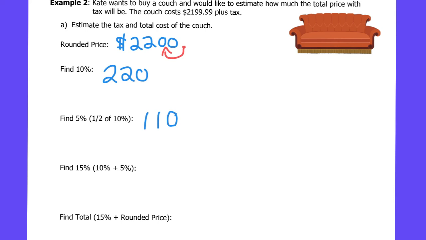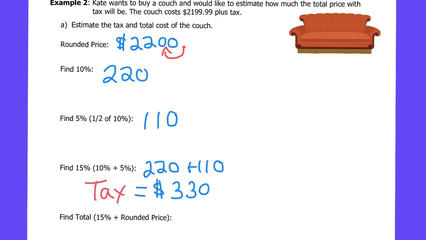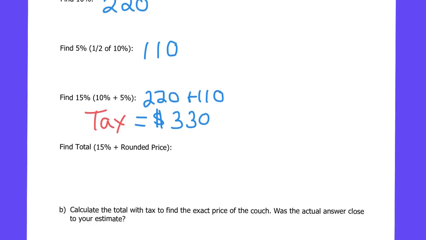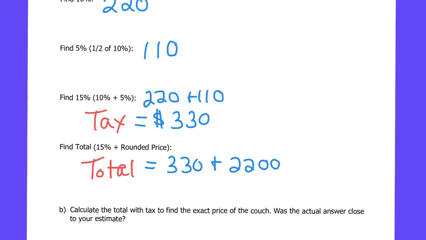And it does. So now to find 15%, we're just taking our step 1 and our step 2 and adding them together. So we've got 220 plus 110, so that equals 330. So our tax is 330. So now for total, we're just going to take our tax of 330 and add it to our original price, but a nicer version of it, so the 2,200.